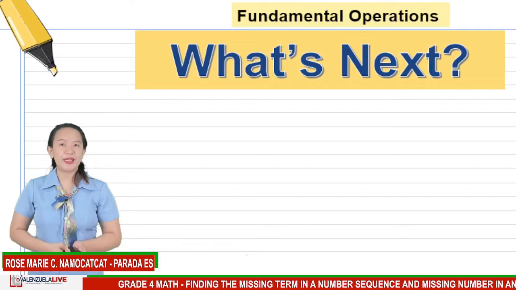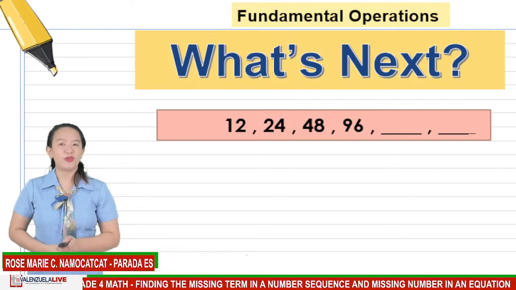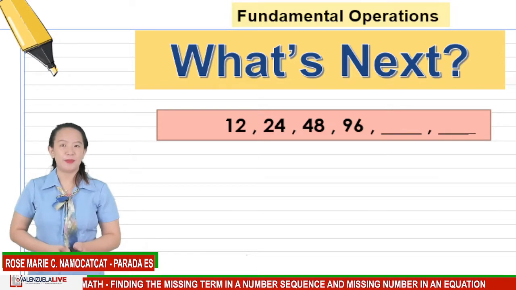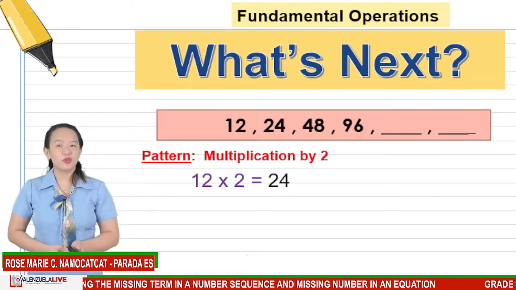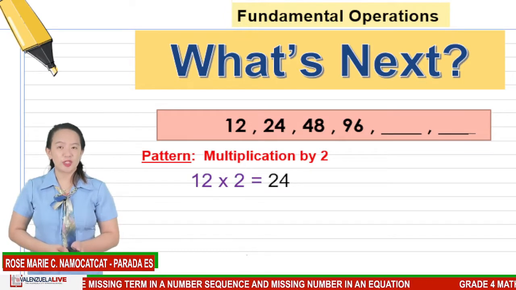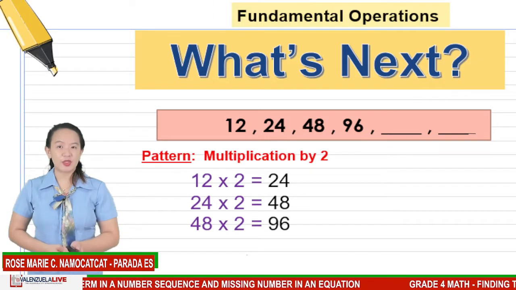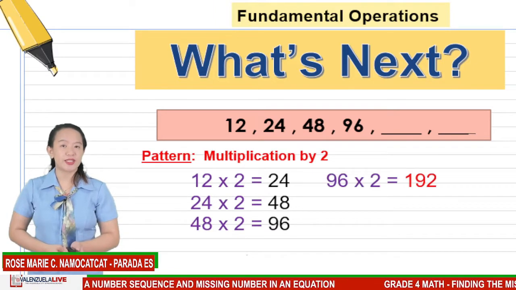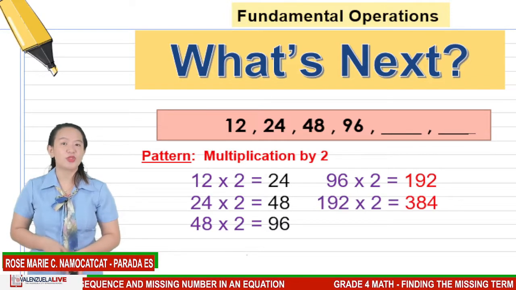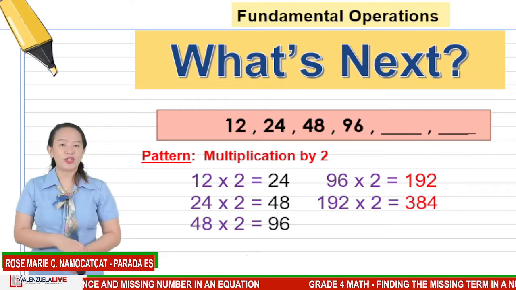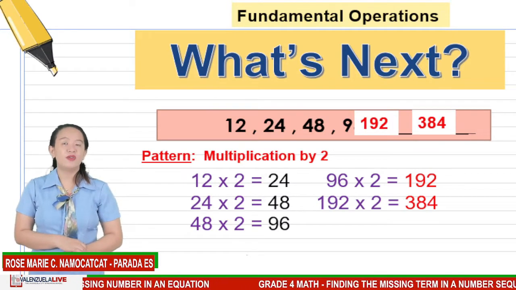Next, fundamental operations. What's next in the pattern? 12, 24, 48, 96, blank and blank. Our pattern here is multiplication by 2. 12 times 2 equals 24. 24 times 2 equals 48. 48 times 2 equals 96. So what will be 96 times 2? It will be 192. And 192 times 2 is 384. So our answer here is 192 and 384. Great.